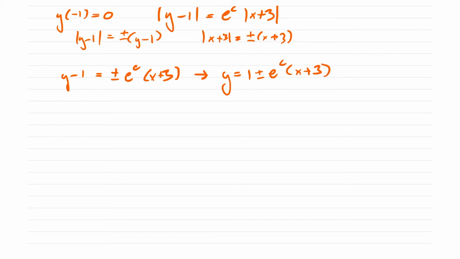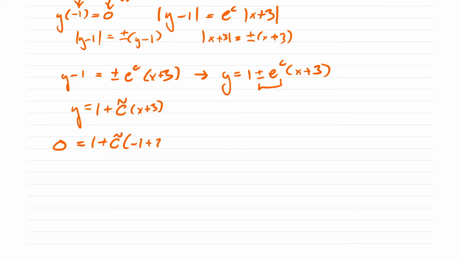Now, if I replace this by another constant, say y is equal to 1 plus c twiddle times x plus 3, then it just comes down to finding the c that would give us their initial value. Our initial value is y of negative 1 is equal to 0. So I'm looking for something that satisfies 0 for y. This is our y naught, and this is our x naught. And so 0 is equal to 1 plus c twiddle times x naught, and x naught here is negative 1 plus 3.